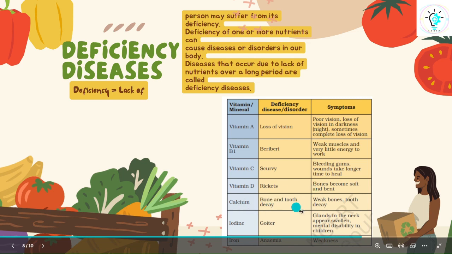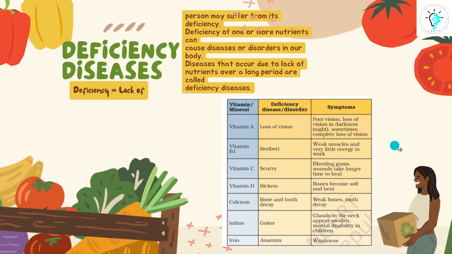Deficiency of calcium causes bone and tooth decay. Deficiency of iodine causes goiter, and deficiency of iron causes anemia, which leads to weakness. It is one of the very common diseases that people suffer from due to lack of very important nutrients that are needed by the body.